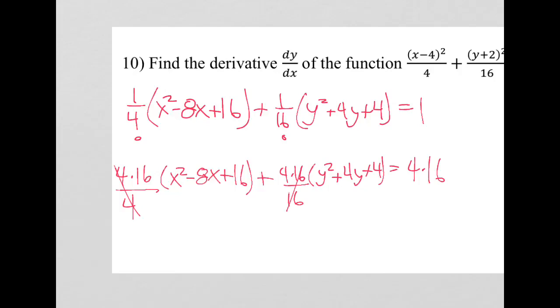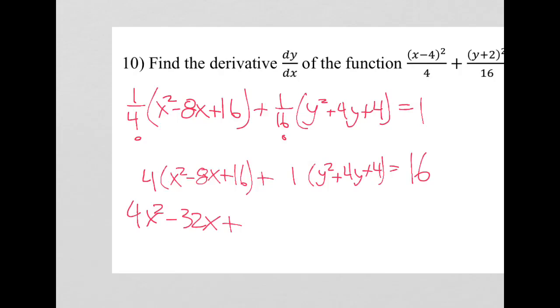So let's go ahead and undo some of this stuff. Let's multiply everything by 16, because then 16 divided by 4 is 4, 16 divided by 16 is just 1, and then take the 1, multiply that by 16, and you get 16 right there. So now, what can I do? Well, I can distribute everything in. 4x squared minus 32x plus, what's 4 times 16? Well, that's the same as 4 cubed, which is 64, plus y squared plus 4y plus 4 equals 16.